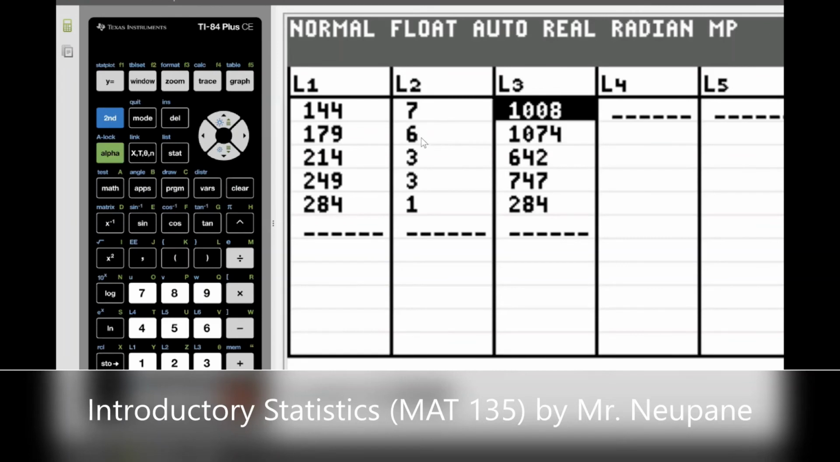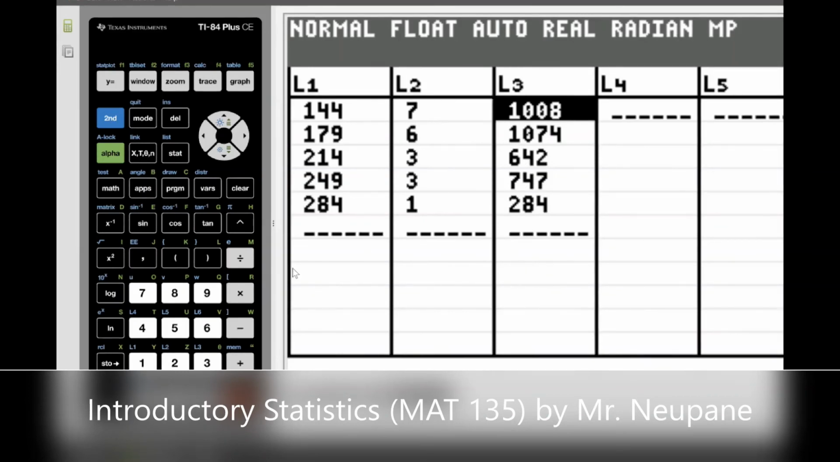So 7 plus 6 is how much? 13, right? Plus 3, 16. 16 plus 3, 19, plus 1 is how much? 20. I can at least add that quickly without any help. But if I have to add this, I'm going to cry. That's okay. Let's do one thing.